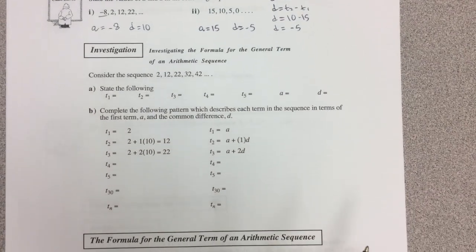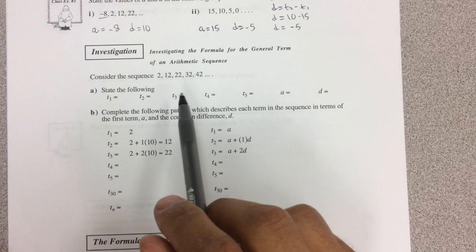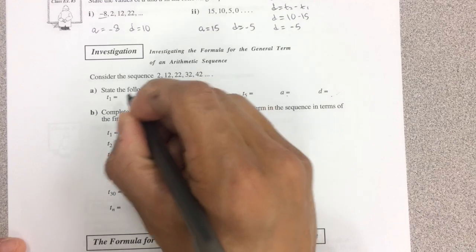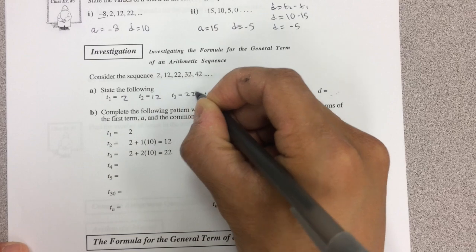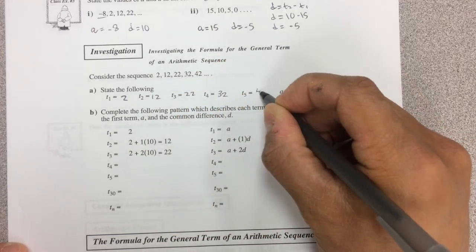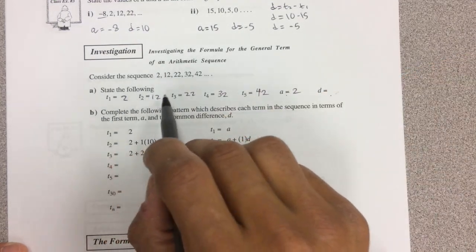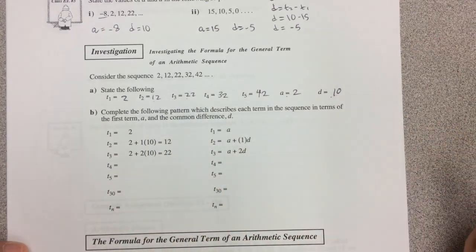So let's look at this investigation. And this investigation is going to lead us to another formula that we use for arithmetic sequences. And so consider the sequence 2, 12, 22, 32, 42, and state the following: term 1, term 2, term 3, term 4, term 5, and then the first term and the difference. So we know that term 1 is 2, term 2 is 12, and then we're going to just follow this sequence. My first term was 2, and the common difference, well, between 2 and 12, that's going to be 10. Between 12 and 22 is going to be 10, and it's going to be 10 each time.